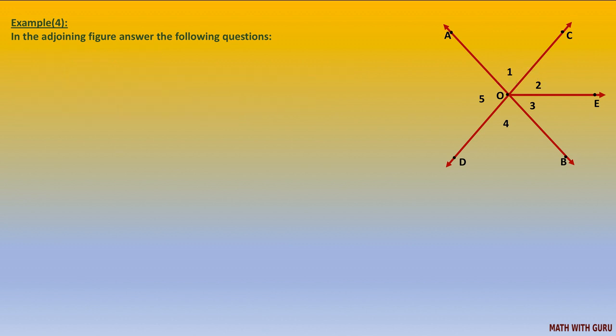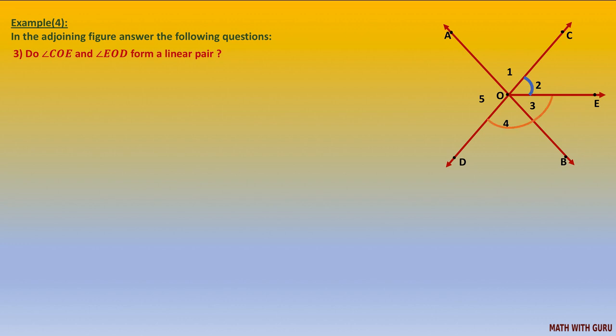Did you get it? Now, do angle COE and EOD form a linear pair? This is angle COE and this is angle EOD. Look at the figure.